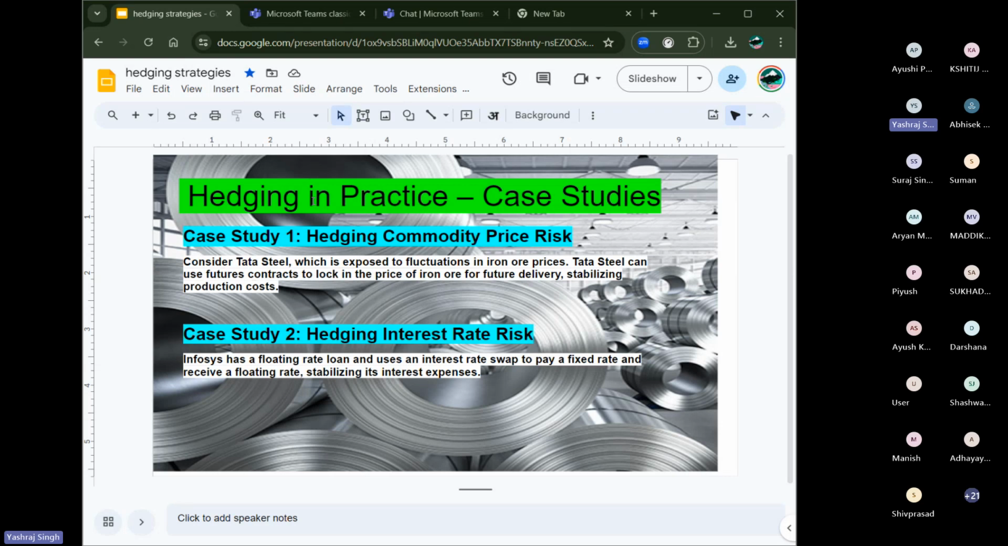Second case study that we talk about is interest rate risk. So we talked about Infosys. Infosys has a floating rate loan, and they use an interest rate swap to pay a fixed rate and receive a floating rate. So that's where you need to intuitively think about the call option. They have this call option. If the floating interest rate increases, they'll get some payoff from there, and they'll be able to pay their lenders. So this is how this works.